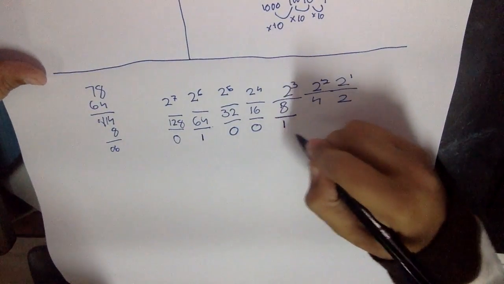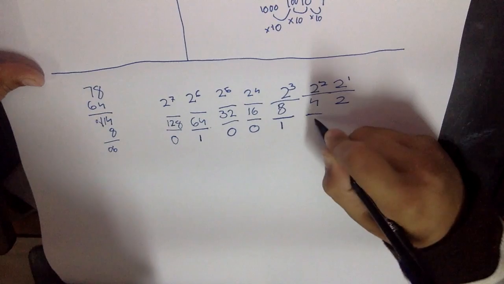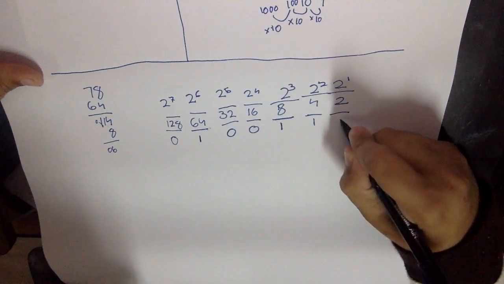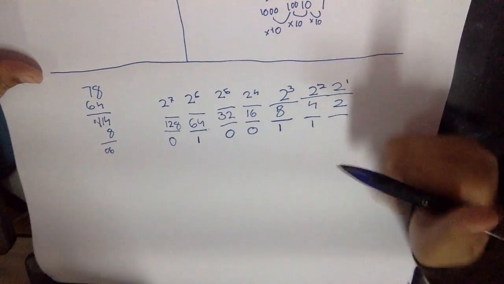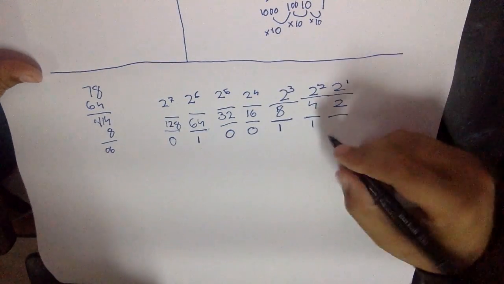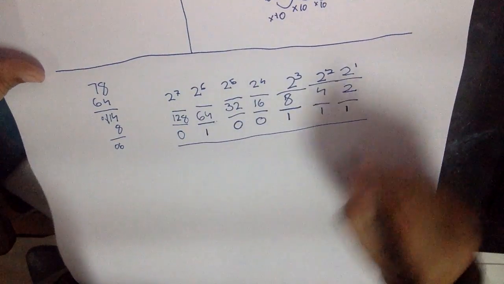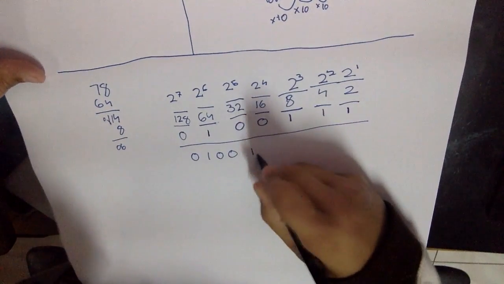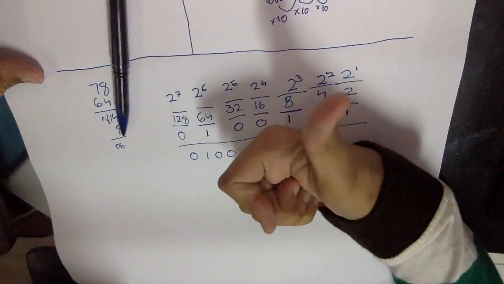So we have 6 left. Let's just keep that in mind. Okay, 6 is greater than 4, which is 2, and it's also greater than 2. It's as much as 2, and if it's the same amount, it's also counted. So 2 minus 2 is 0, and now we have a 1 there. So my binary number for 78 is 0, 1, 0, 0, 1, 1, 1. Cool, right? That sounds pretty cool.